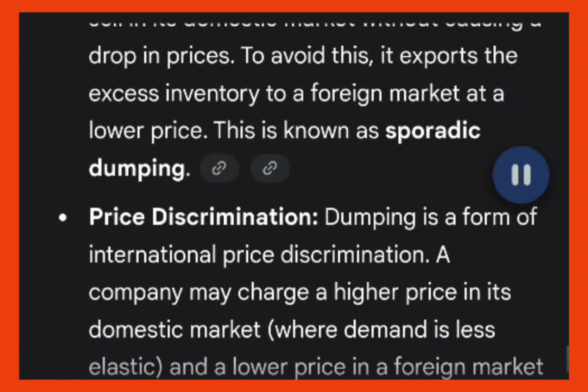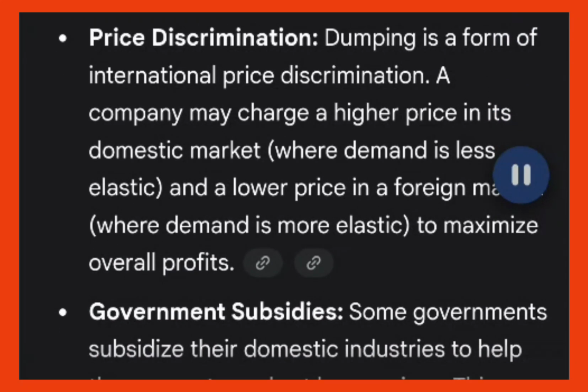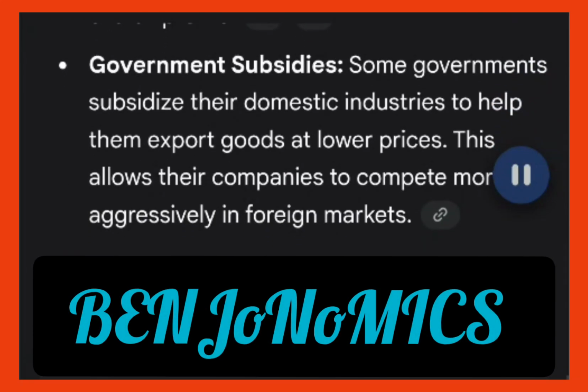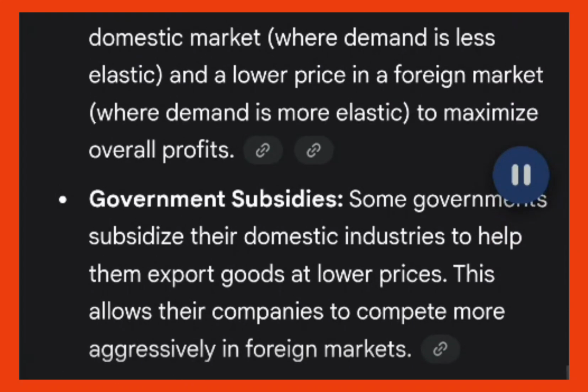Price discrimination. Dumping is a form of international price discrimination. A company may charge a higher price in its domestic market, where demand is less elastic, and a lower price in a foreign market, where demand is more elastic, to maximize overall profits. Government subsidies. Some governments subsidize their domestic industries to help them export goods at lower prices. This allows their companies to compete more aggressively in foreign markets.